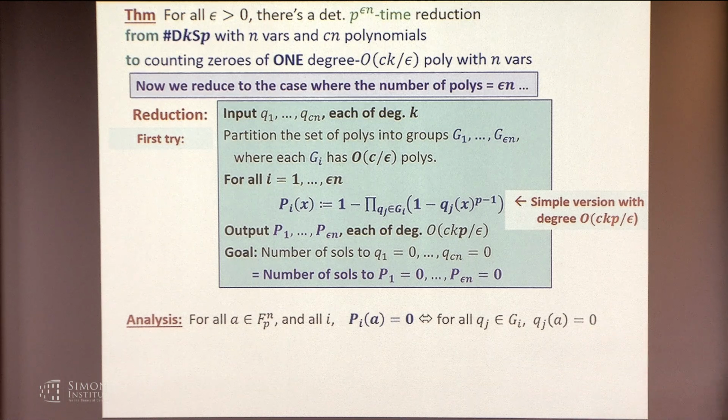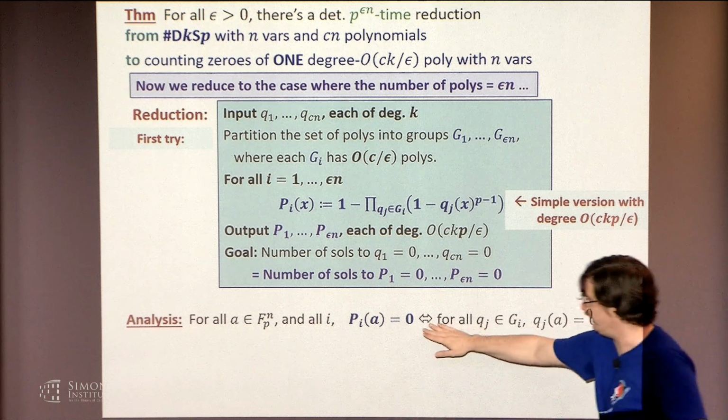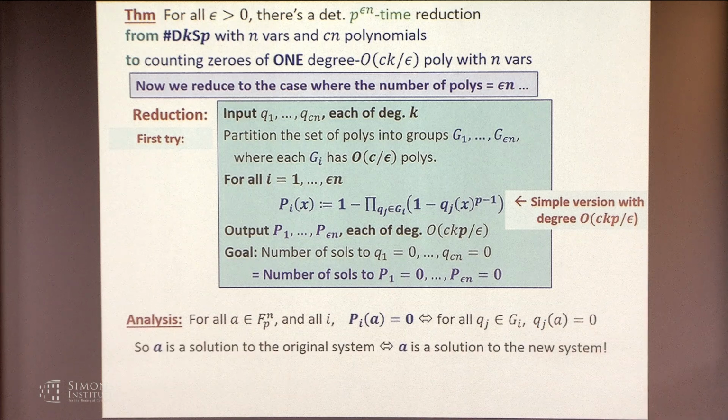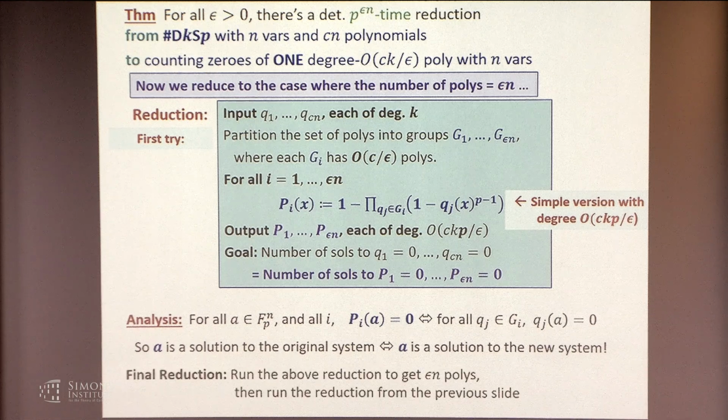So the point is that this polynomial will vanish if and only if all the polynomials in the group it corresponds to vanish. Okay, and so any solution of the original system is going to be a solution of the new system, and non-solutions are non-solutions. Okay. Can you do some sort of a multilinearization of the thing to get rid of p?